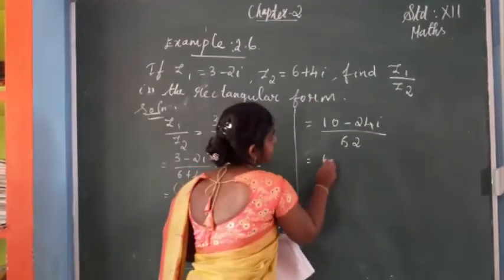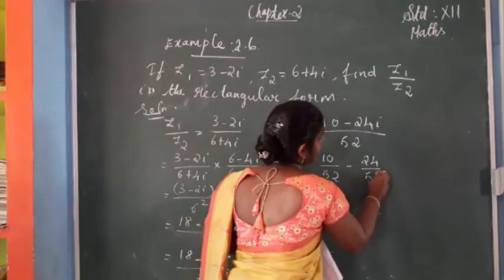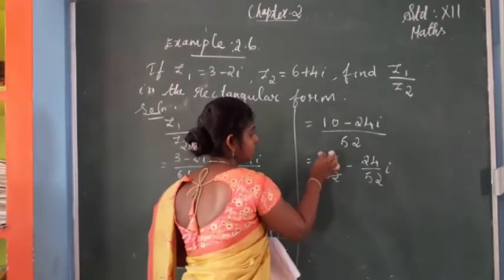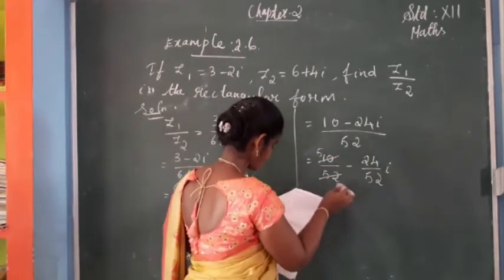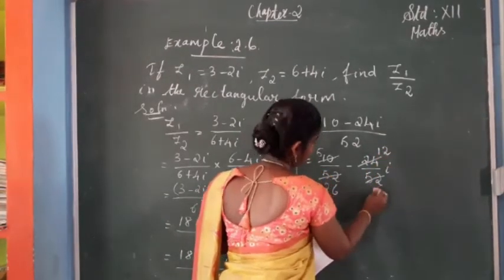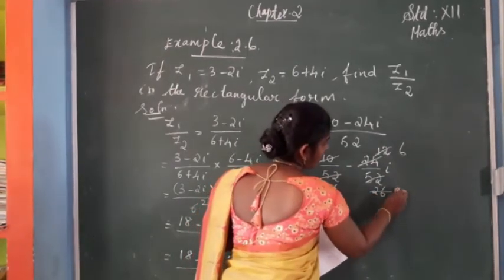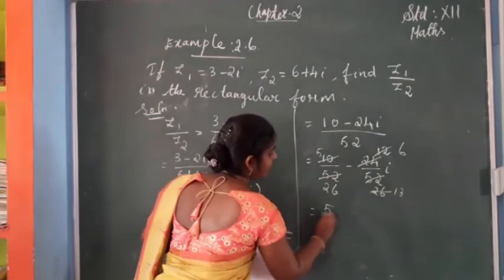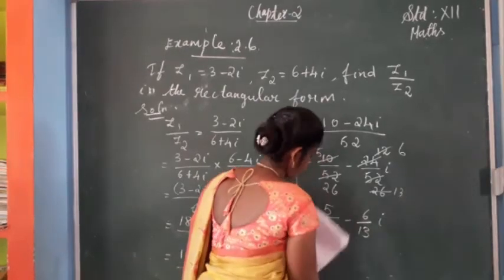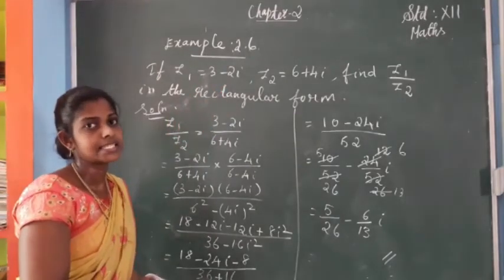That's equal to 10 divided by 52 minus 24 divided by 52 into i. We can cancel this term. What is the value we get? For 2 table, here 5, 26, this term 12, here 26, again we can cancel for 2 table. So 13. That's equal to 5 by 26 minus 6 by 13 i. So this is the answer. This is the answer for example 2.6.